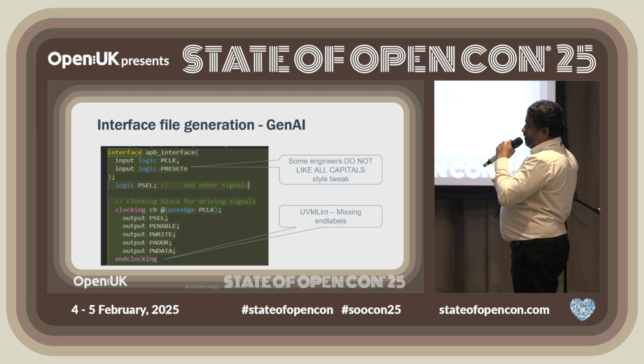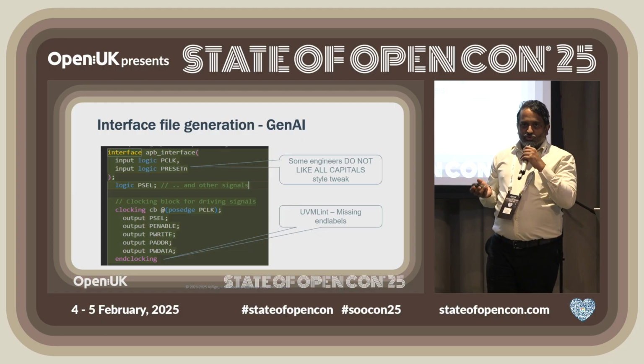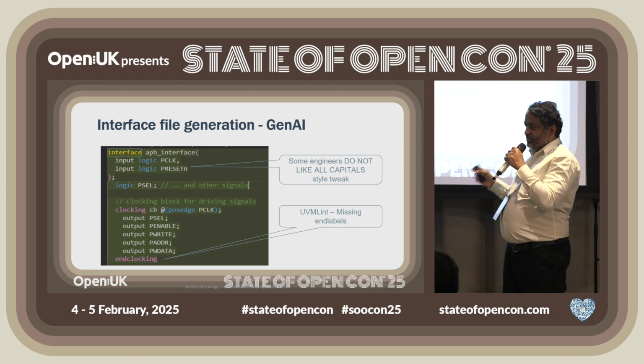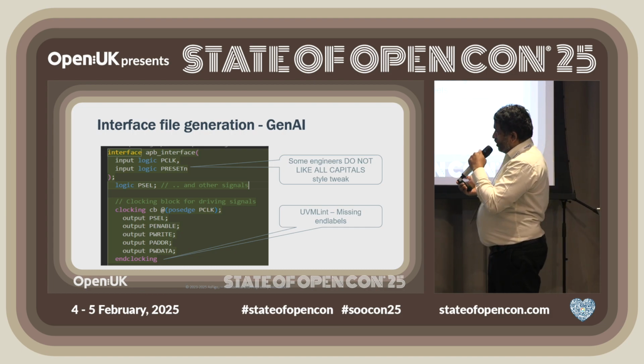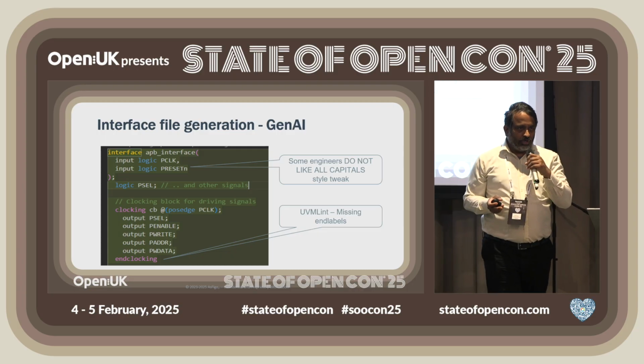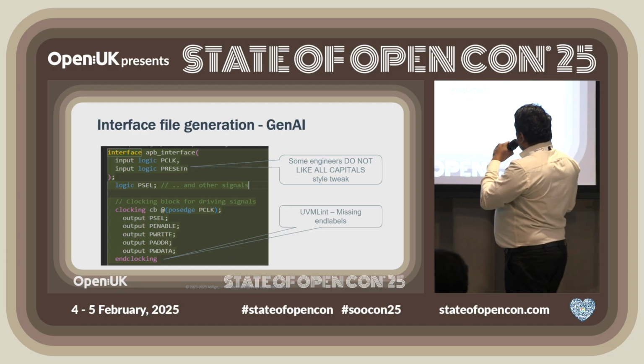So we go and say, okay, now GenAI, go and give me an APB interface. For those who speak the language, it's easier. Otherwise, don't worry, the syntax is correct. It says interface, and then it gets you a clocking block. Beautiful, in my opinion. Now, somebody might come and say, do not shout at me.